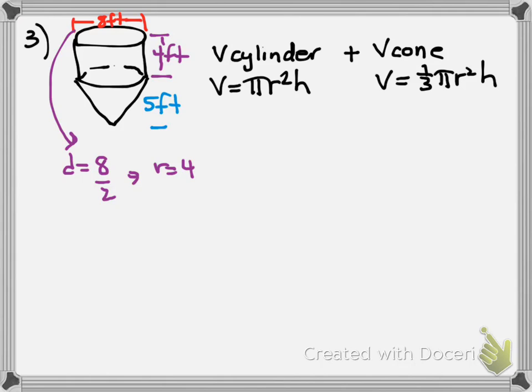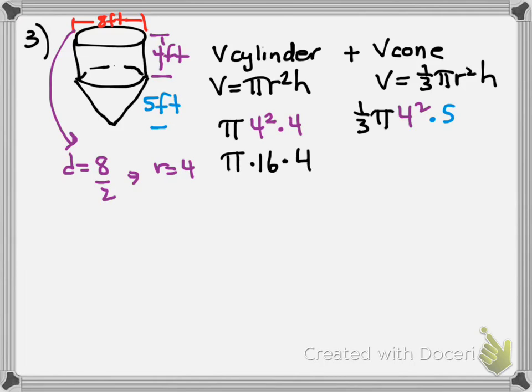So the cylinder's volume is pi, and then we have 4 squared. And then what's the height of the cylinder? 4. That's another 4. Now when it comes to the cone, we have 1/3 pi. The radius is still 4, and we're still going to square it, but what's its height? 5. Okay. So then we just start doing math. So let's see, we get pi, 4 squared is 16. I can do 16 times 4, and I get 64 pi.